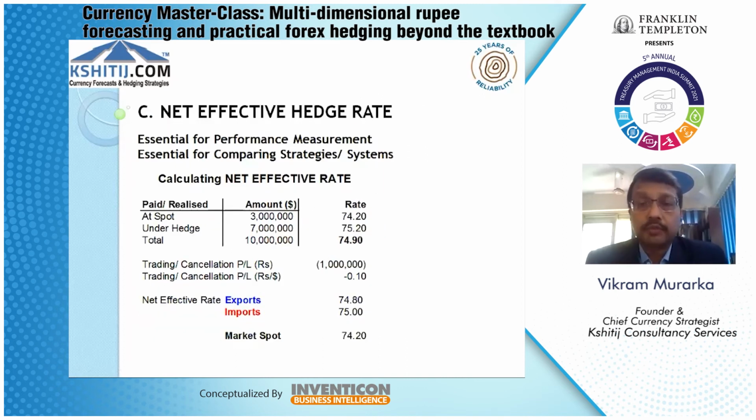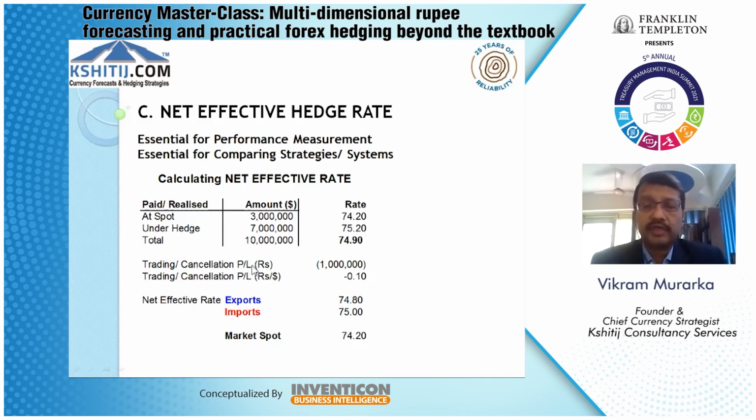Now, a small point on the calculation of a net effective hedge rate, which is essential for performance measurement. It is also essential for comparing different strategies and systems. So how do we do this? Calculate a net effective rate. If you're an importer, you would have paid, and if you're an exporter, you would have realized. So how much have you paid at spot? Say that's $3 million and you paid it at an average rate of 74.20. And you had various hedges, forwards, options, calls, some were exercised, some were not exercised. That was say $7 million at a weighted average rate of 75.20. So that gives you for $10 million a weighted average rate of 74.90.